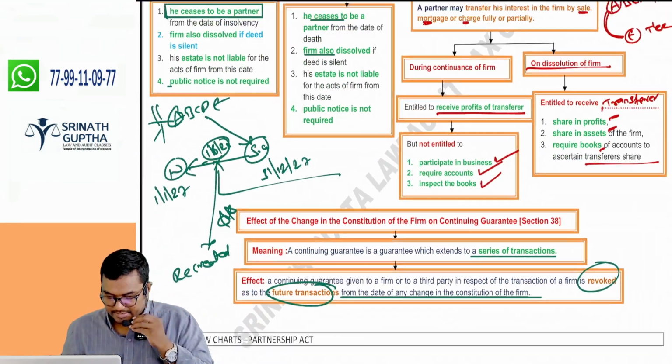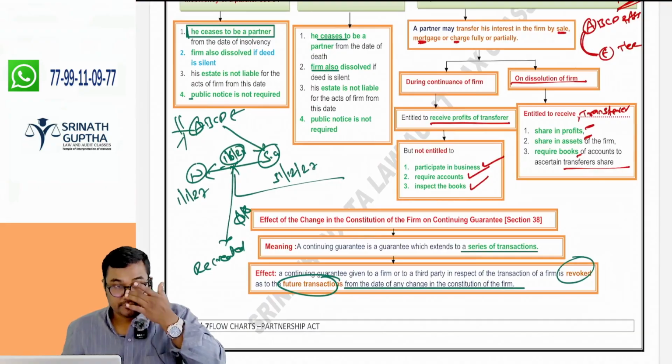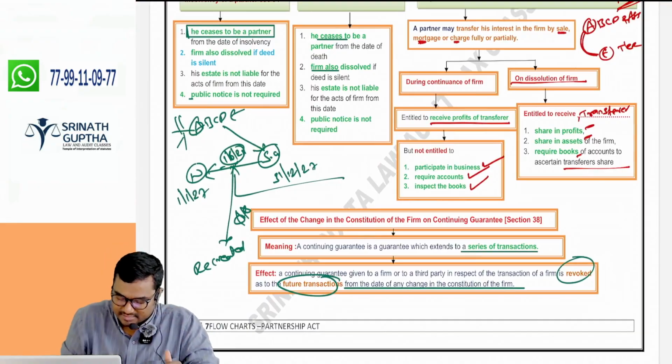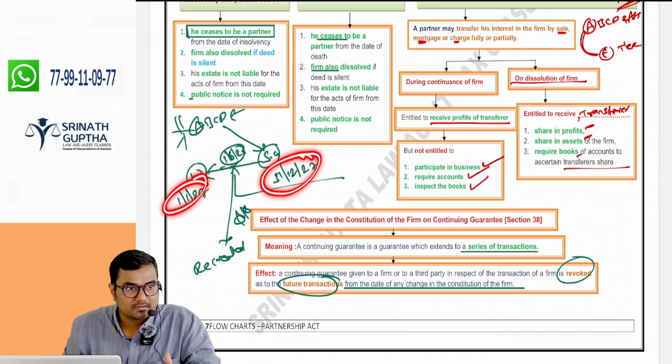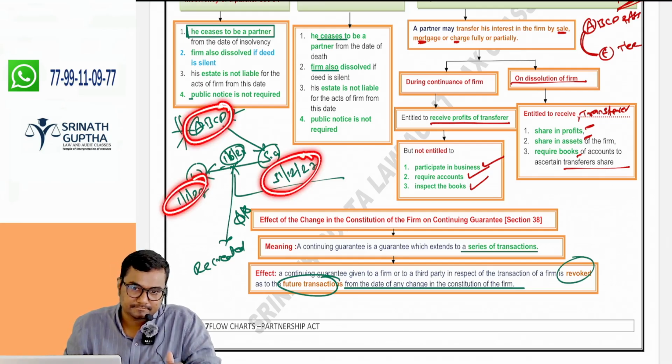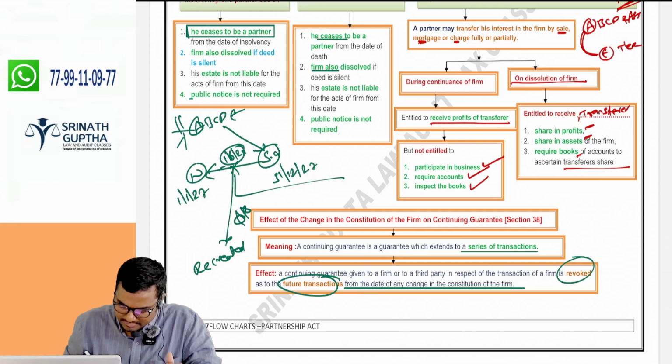Next, continuing guarantee. Which guarantee? A continuing guarantee is a guarantee given for a series of transactions, from January to December. Who is giving the guarantee? A, B, C, D and associates.